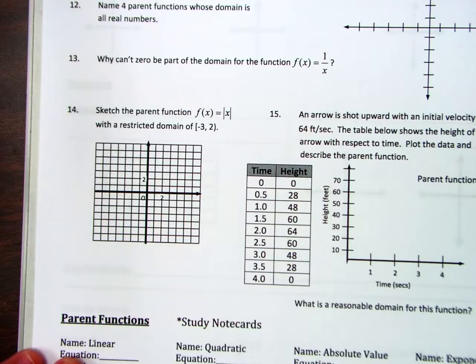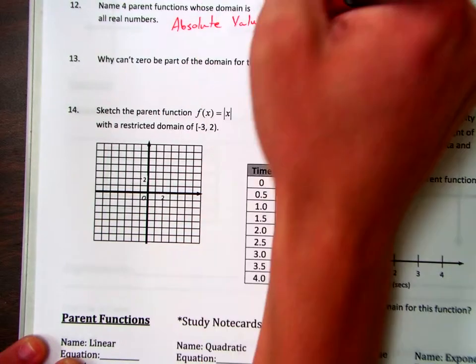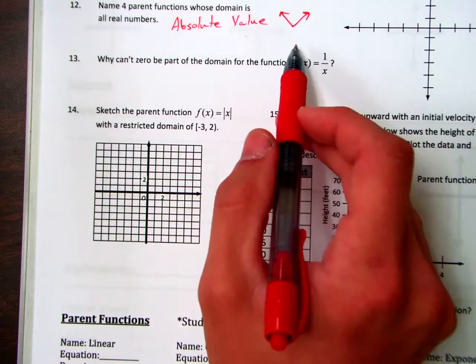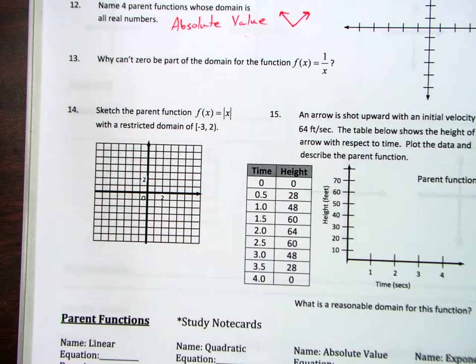Name 4 parent functions whose domain is all real numbers. I'll just name 2 real quick. Absolute value, because it looks like this with arrows. That means it's going from -infinity to +infinity for the x values. And let's see if I can think of another one that's not so simple. Oh, well, there's an easy one. I was going to do the linear, but I'd rather do quadratic.